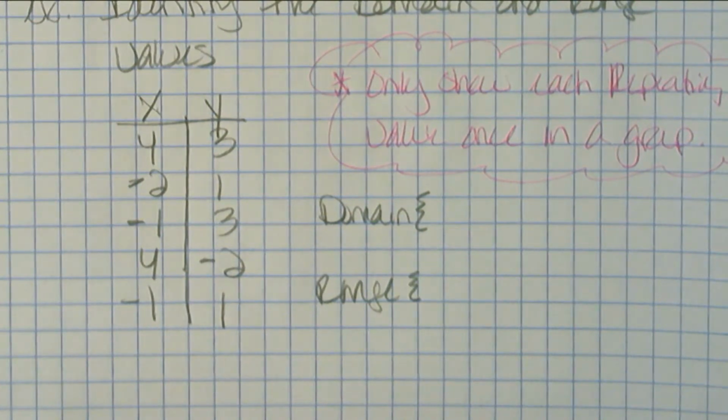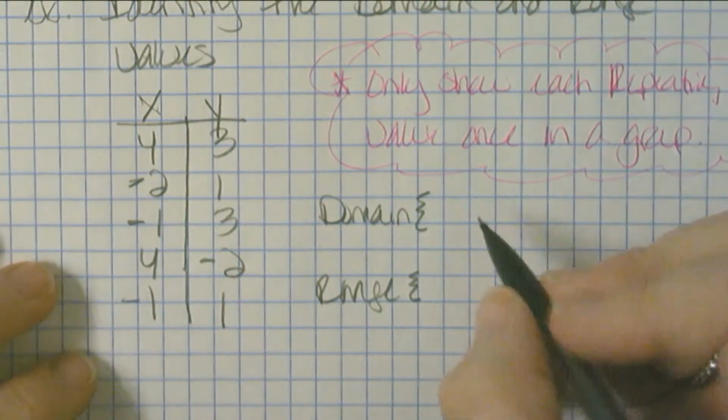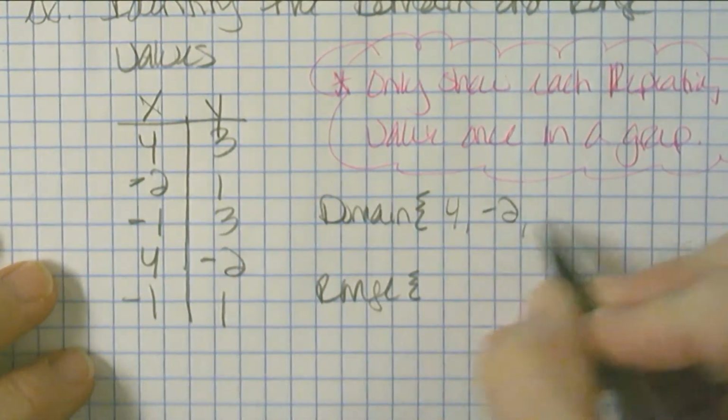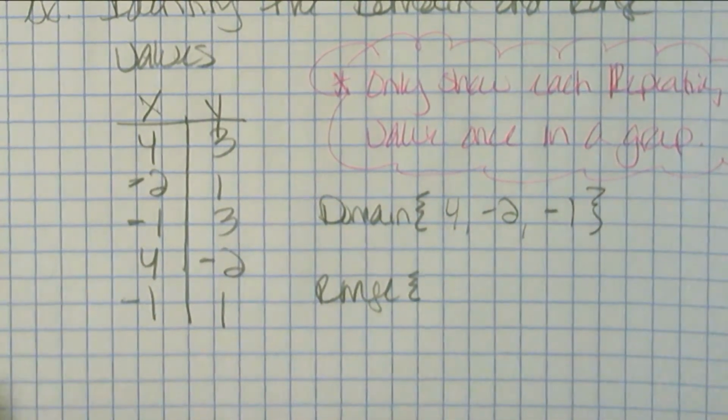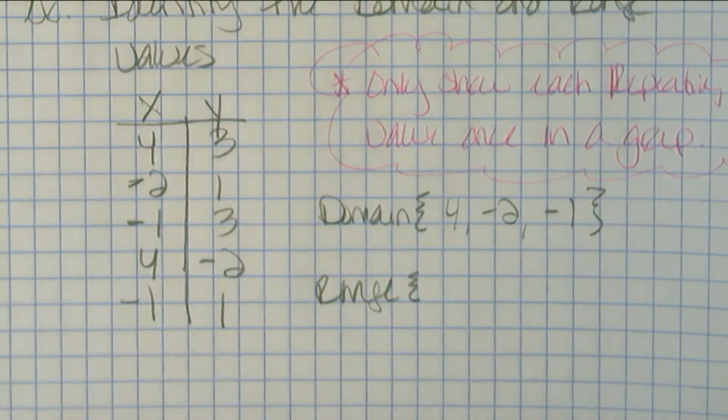Remember, your domain is always your X information, your range is always your Y information. That's something to remember. So somebody list for me my domain values. Ashton? Yep, 4, -2, and -1. I know that there are more than one 4. I know there's more than one -1. We only want to state each one of them once.